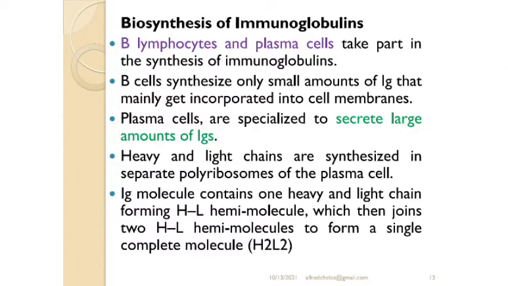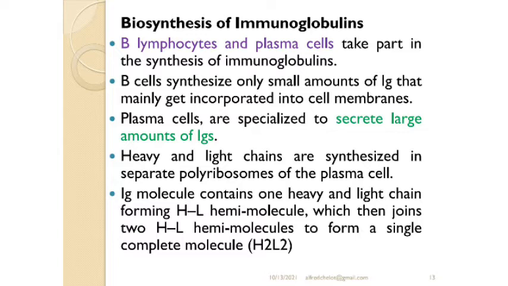Now, how are immunoglobulins produced? Recall that we said the B lymphocytes are the ones involved in the production of antibodies. But under the activation of interleukin 4 and interleukin 5, B lymphocytes undergo transformation to produce plasma cells. And the plasma cells also give us the antibodies. So in other words, B lymphocytes and plasma cells take part in the synthesis of antibodies.